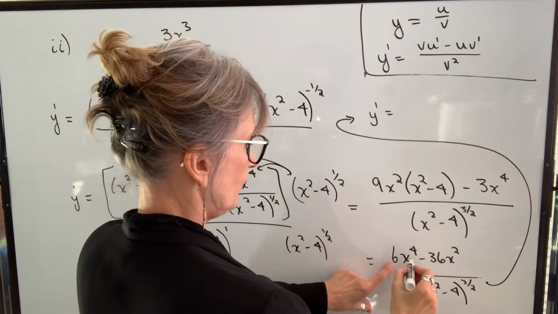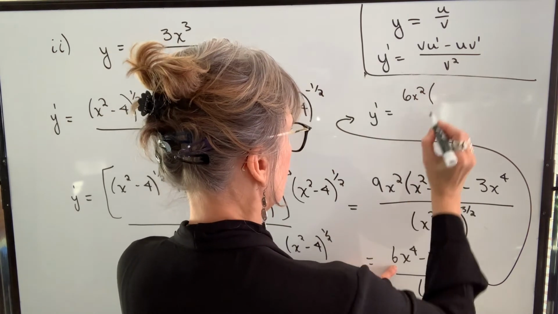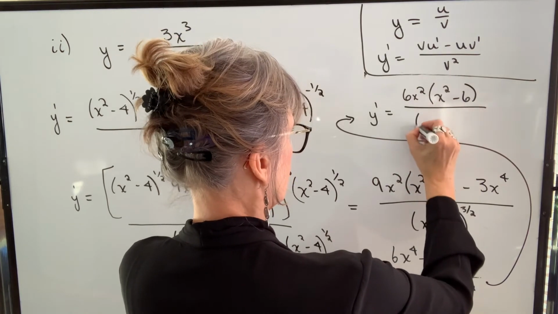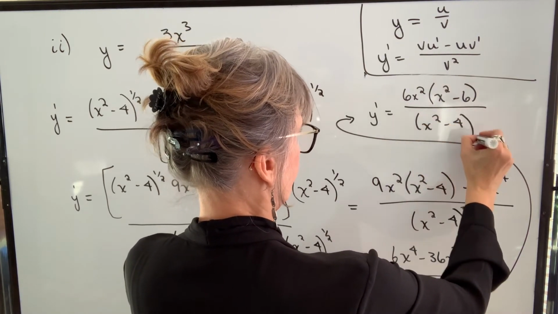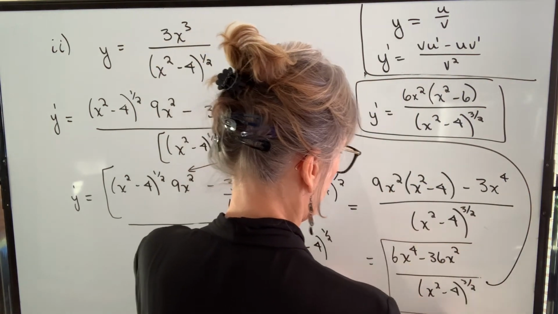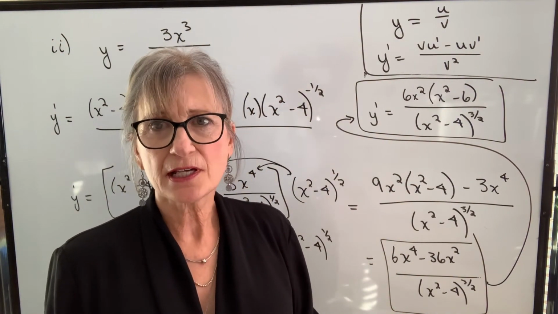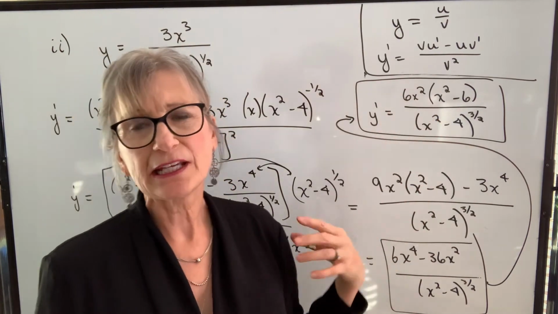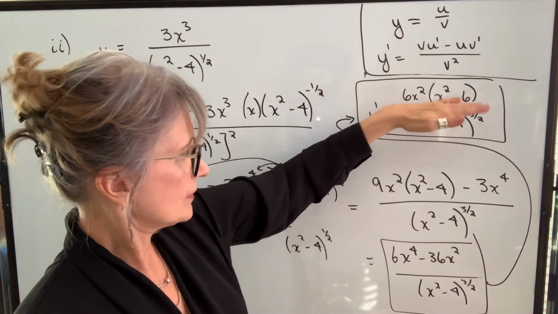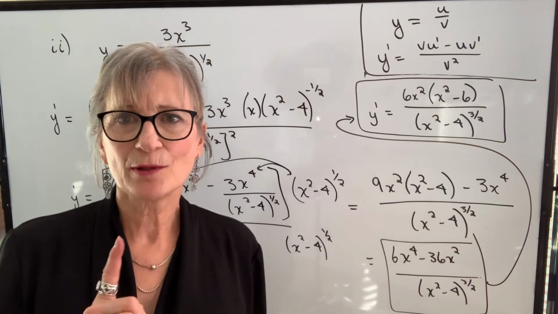If you wanted, you could factor out a 6x squared. So I will be left with x squared minus 6. Both are considered simplified. The only reason factoring would be desirable is if it allowed you to simplify by canceling common factors. There wasn't anything that I could cancel because of that, so this is just as good as this, or this is just as good as that. Okay? Let's take a look at one more example.